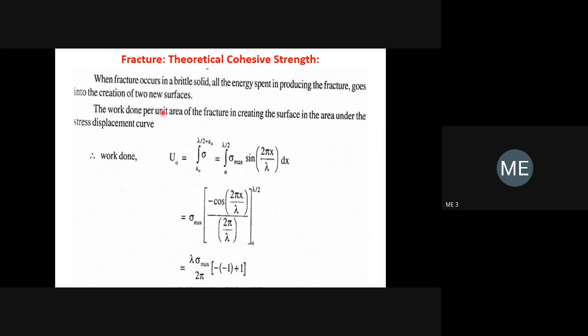So now you are talking about the work done per unit area of the fracture in creating the surface, the area under the stress strain displacement curve. Now you are finding out some amount of work is done. Imagine you are opening the book. Just try to open some particular page, say page number 100. When you open that page, it will generate two new surfaces. You have spent some amount of energy, some amount of work is done to open the book.